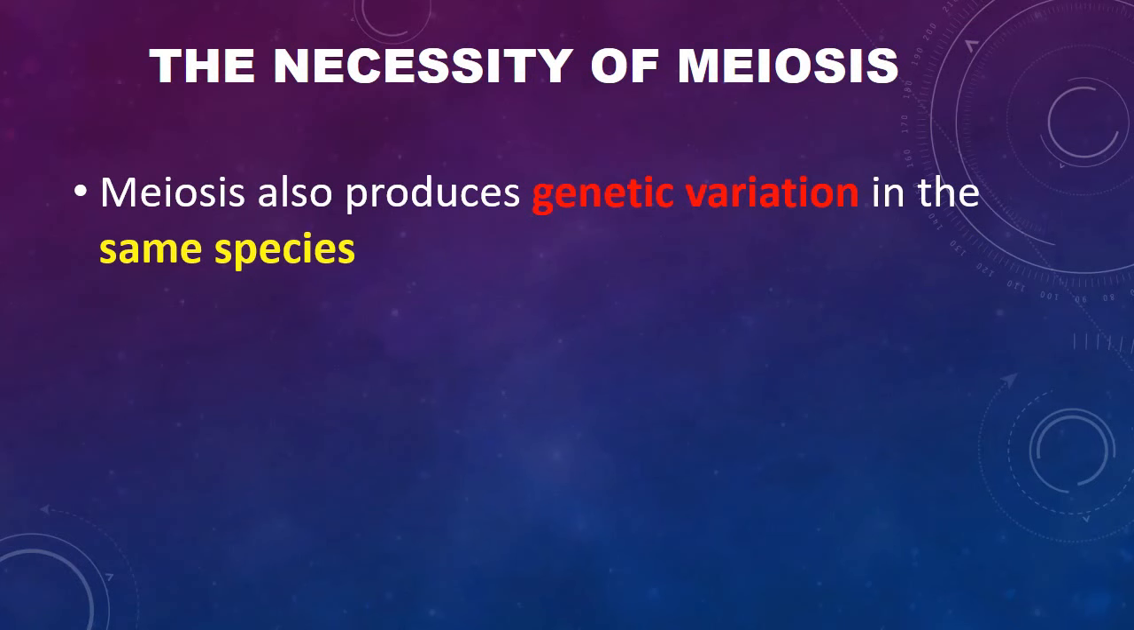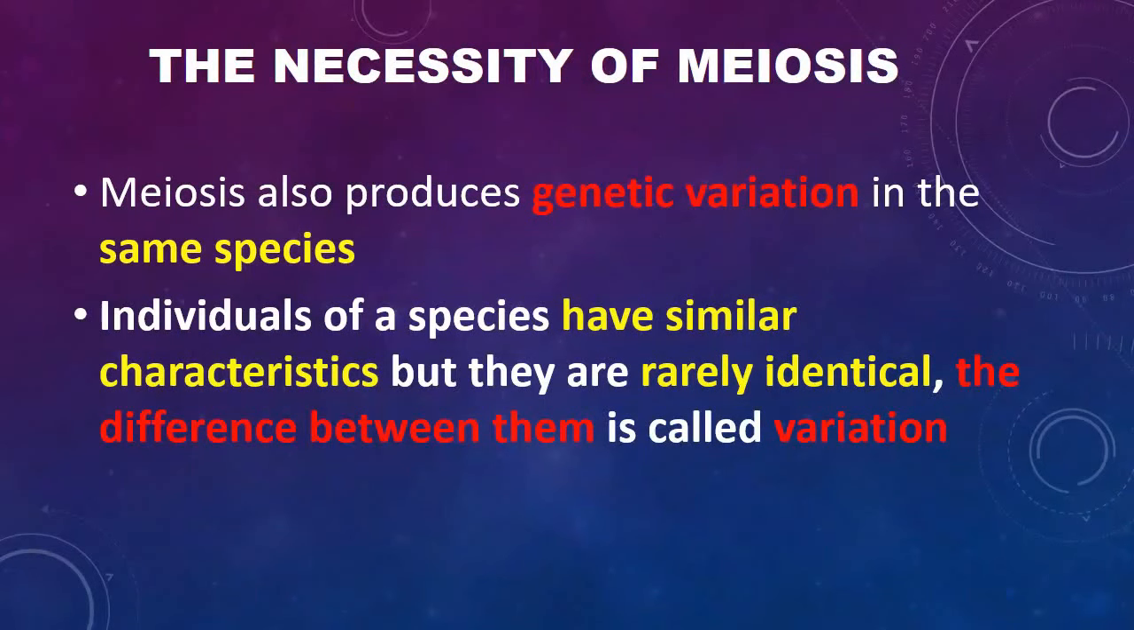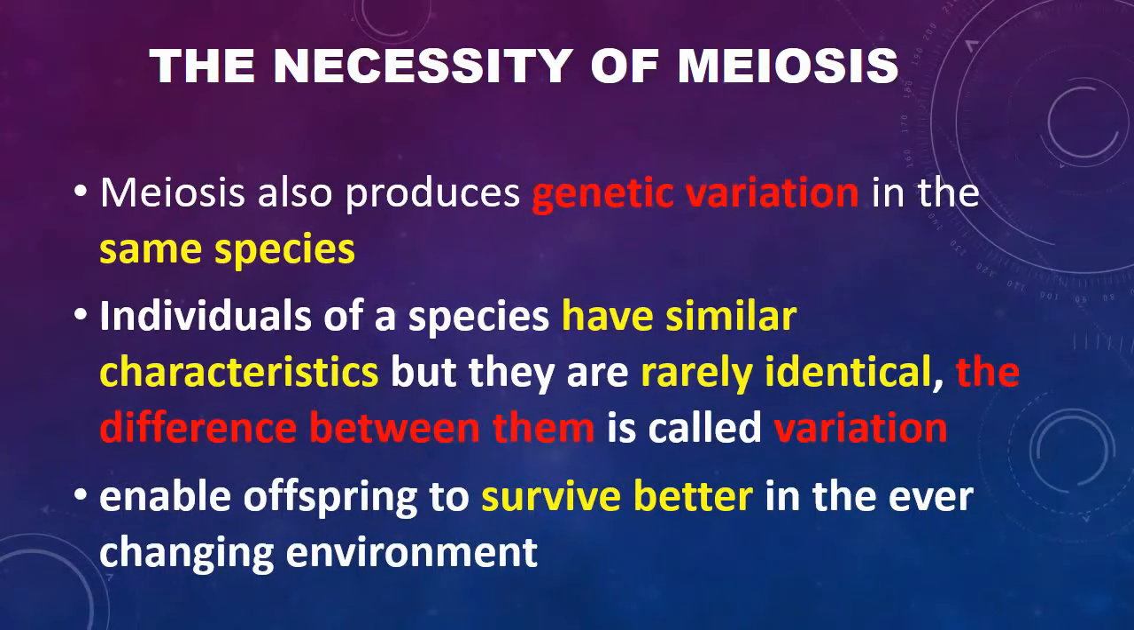Meiosis also produces genetic variation in the same species. The individuals of a species have similar characteristics, but they are rarely identical. The differences between them are called variation. How meiosis produces genetic variation, we are going to learn in detail in the second session of this lesson, the process of meiosis. Genetic variation enables offspring to survive better in this ever-changing environment.